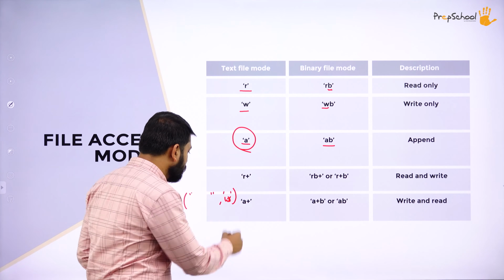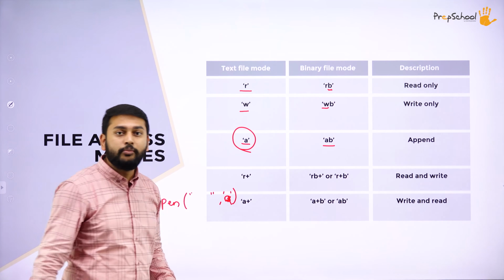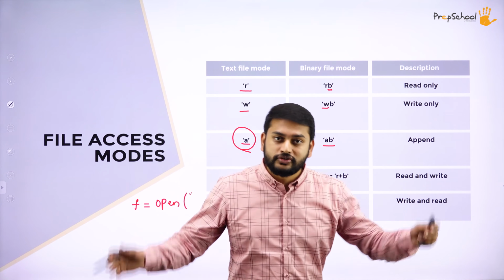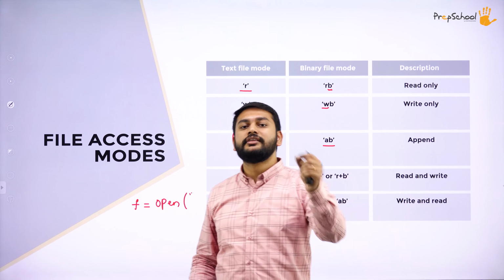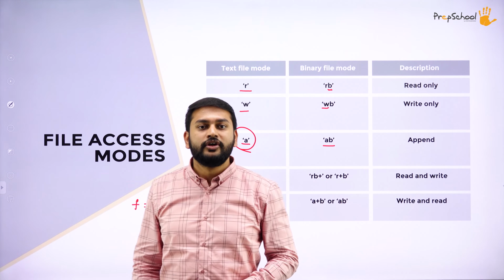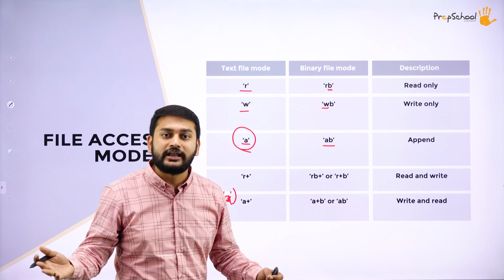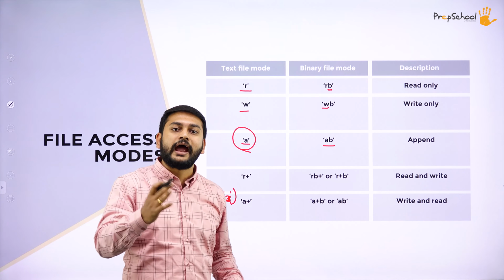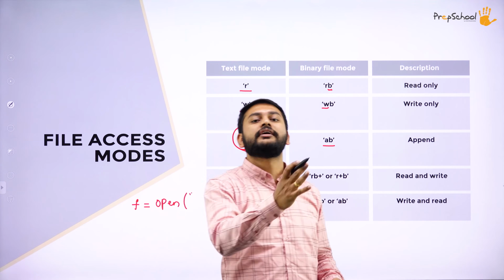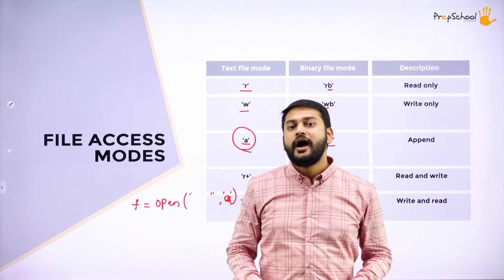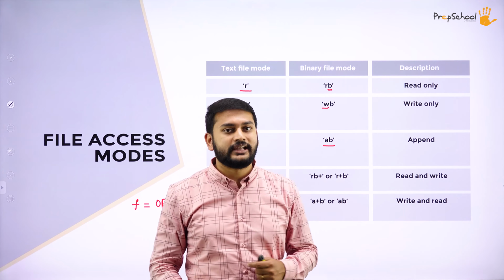Suppose I'm trying to open the file in append mode. What will happen if that file is not there? In that case also, it will create a new file. Suppose the file exists, what will happen at that time? It will open the same file and allow you to add the content to that file at the end. Please understand these concepts.